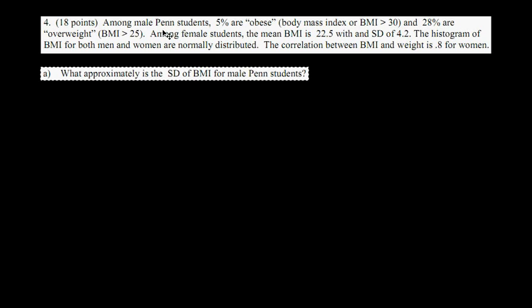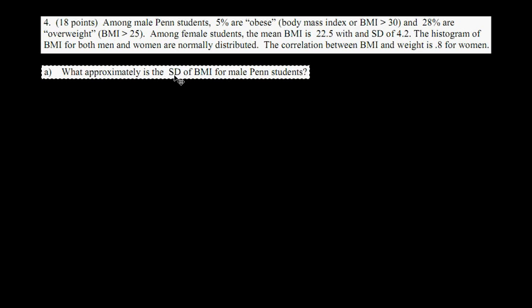So the question is, among male Penn students, 5% are obese, body mass index greater than 30, and 28% are overweight. So that's the part we're going to look at for the first question. So let's just mark that. This is what we care about. 5% are obese, and that corresponds to a BMI of greater than 30, and 28% have a BMI of greater than 25. So how do we do this?